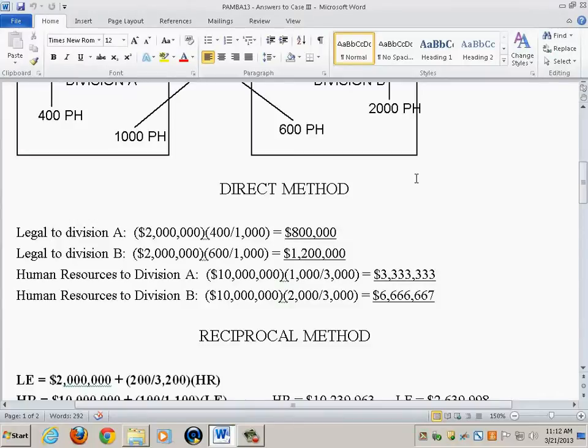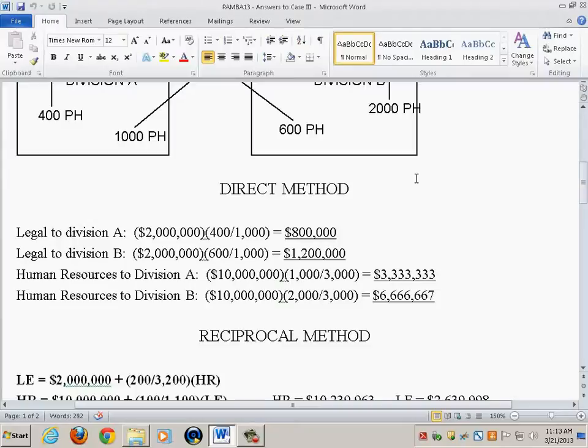So, yes, anybody had a question? So that's that. So any questions, comments about the direct method? If not, we can move to the reciprocal method.